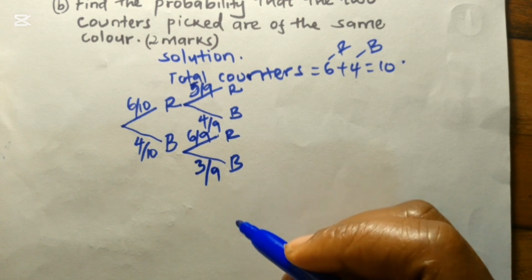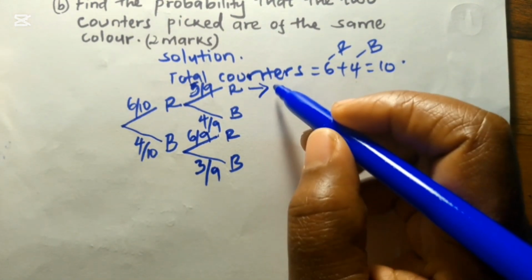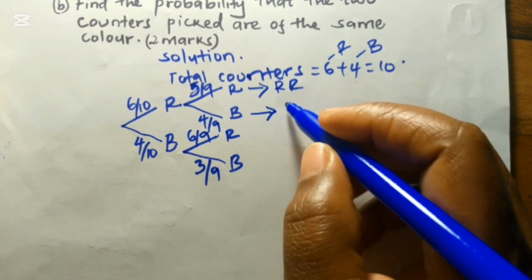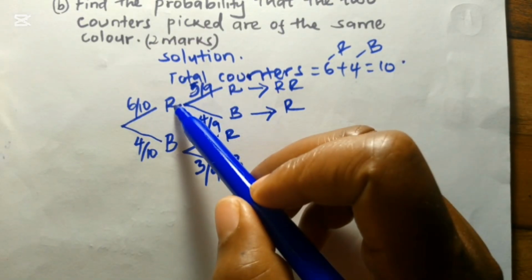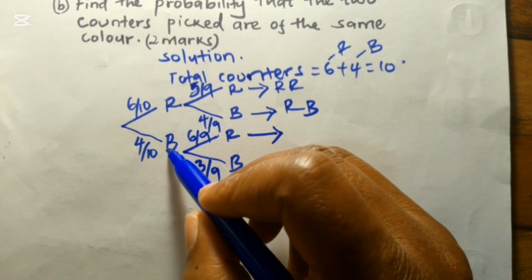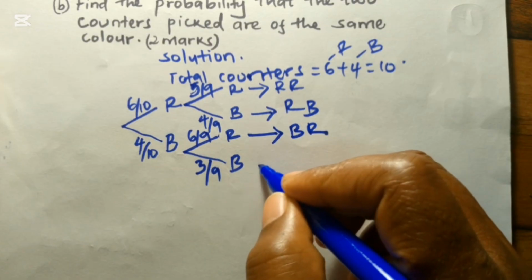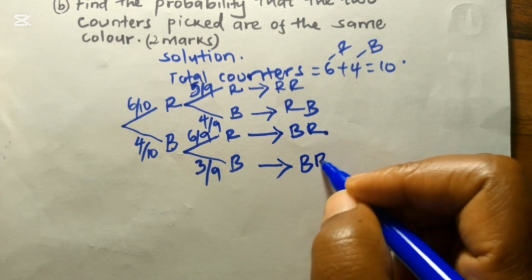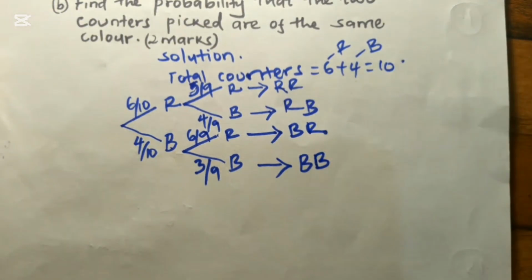So the outcomes will be picking a red and a red, or picking a red and a blue, or picking a blue and a red, or picking a blue and a blue. It's always good to write the possible outcomes from the pickings.